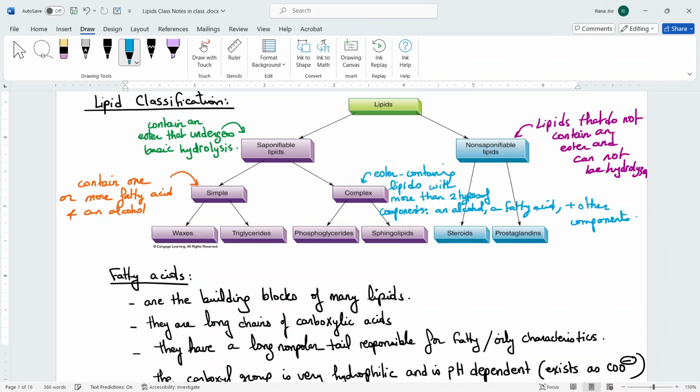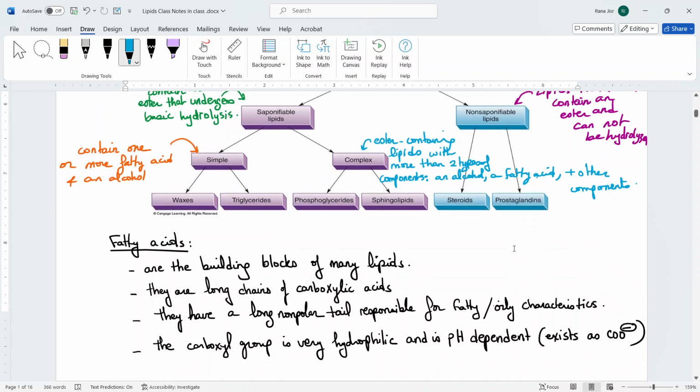Okay, so that is for the complex lipids. The complex lipids are classified into phosphoglycerides and sphingolipids. And then for the non-saponifiable lipids, there are two types: the steroids and the prostaglandins.